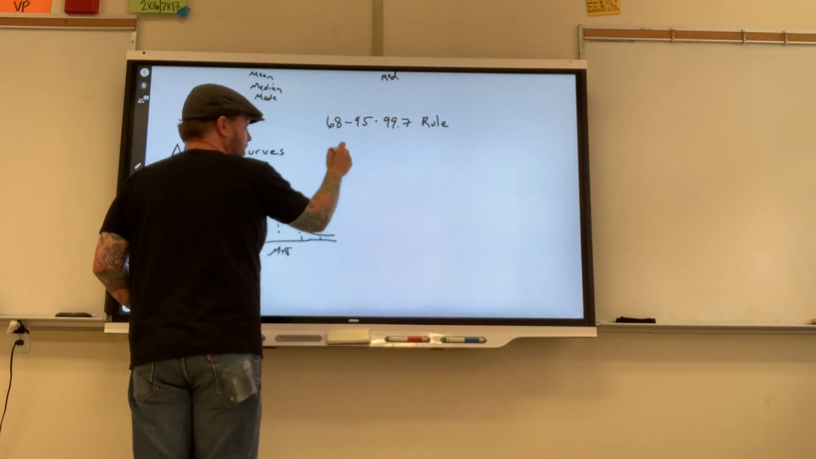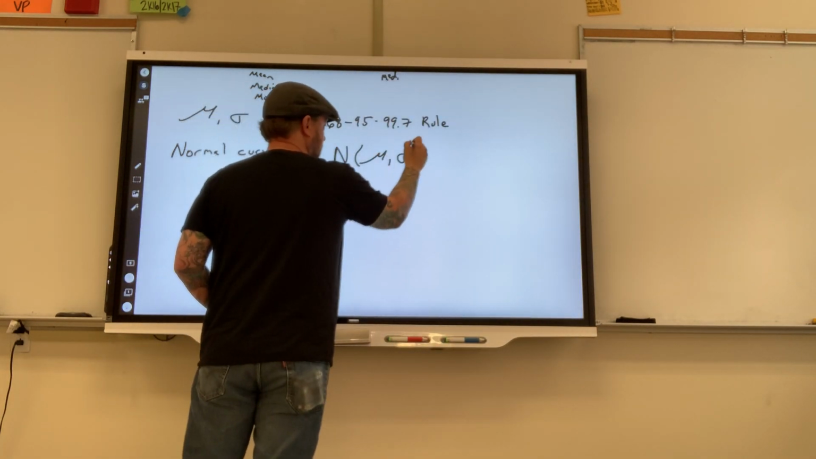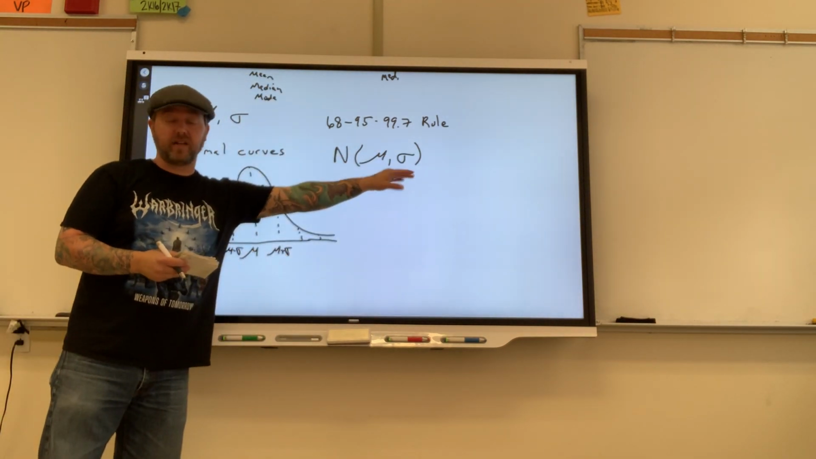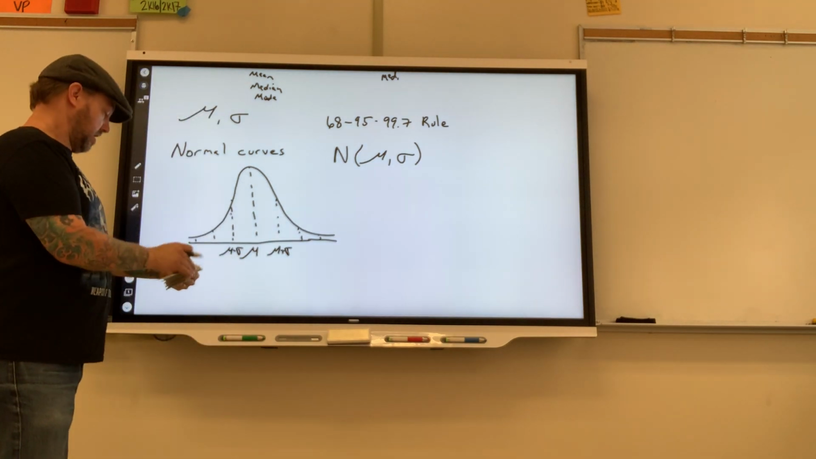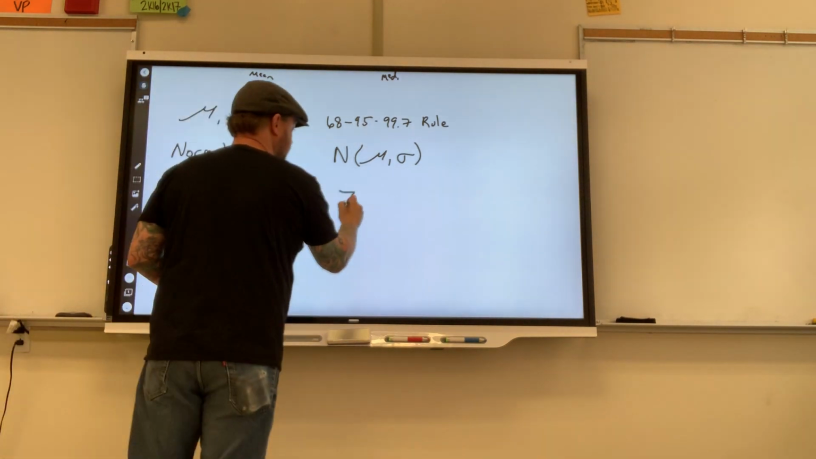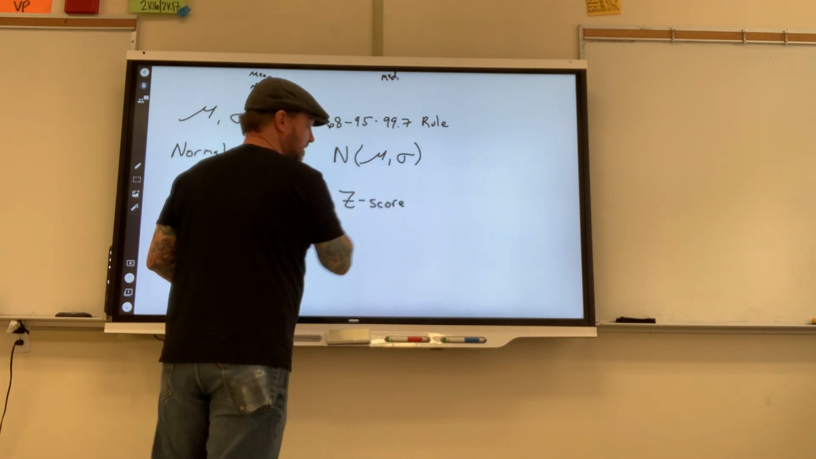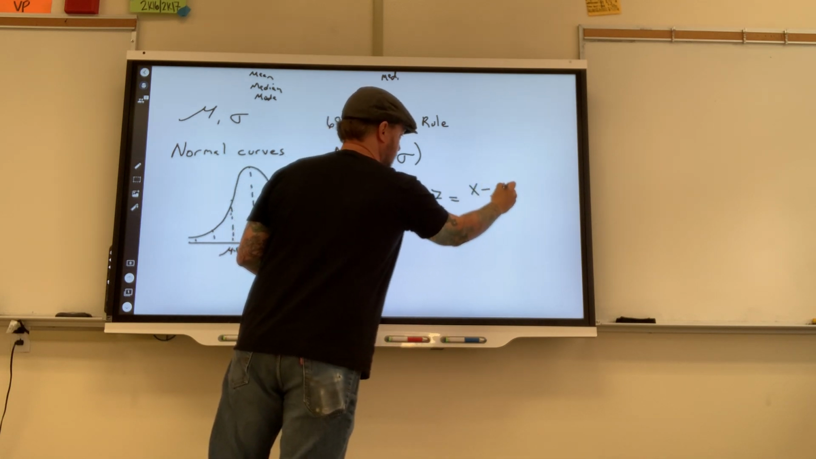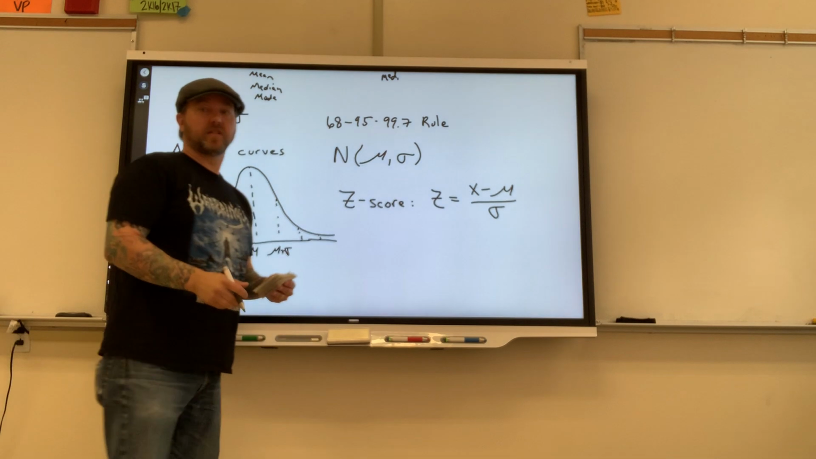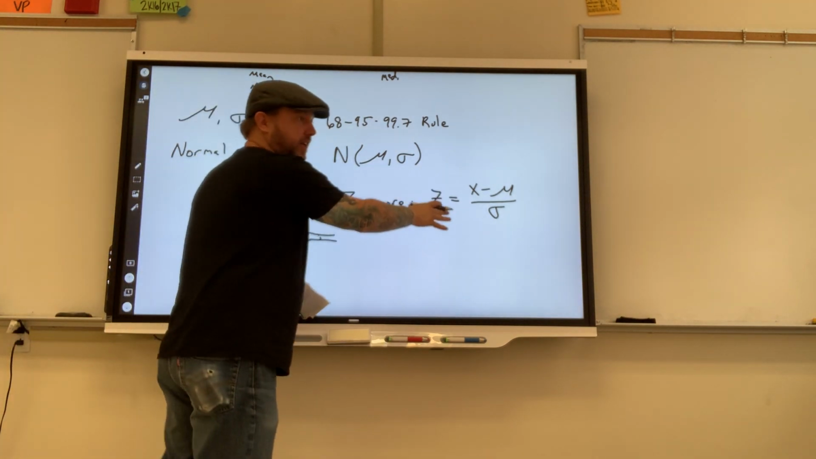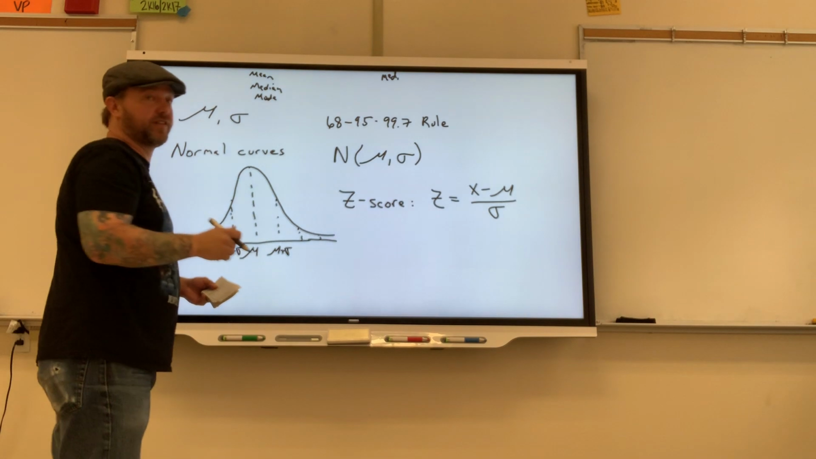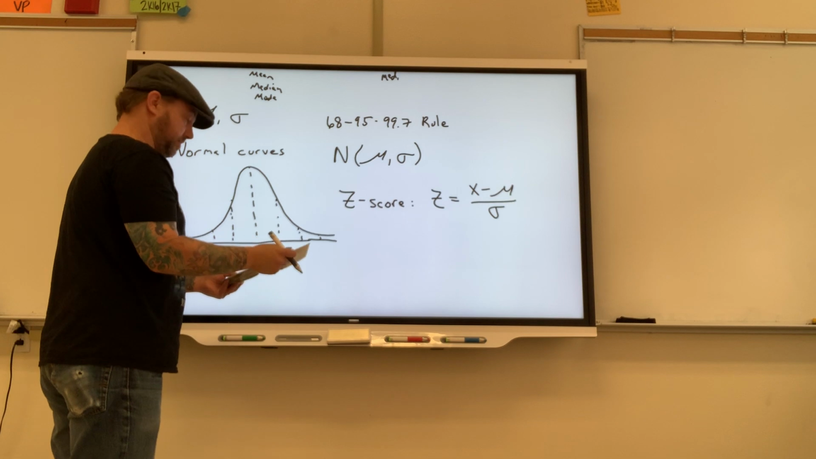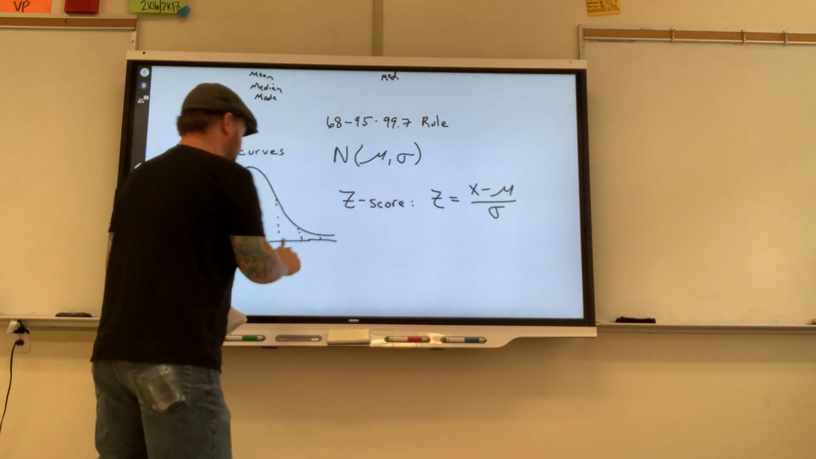So if it's normal, we write it like this: normal with mean mu, standard deviation sigma. Okay. Z-score was always just x minus mu over sigma. This is the number of standard deviations a data point is above or below the mean. All right. Normal probability plots.